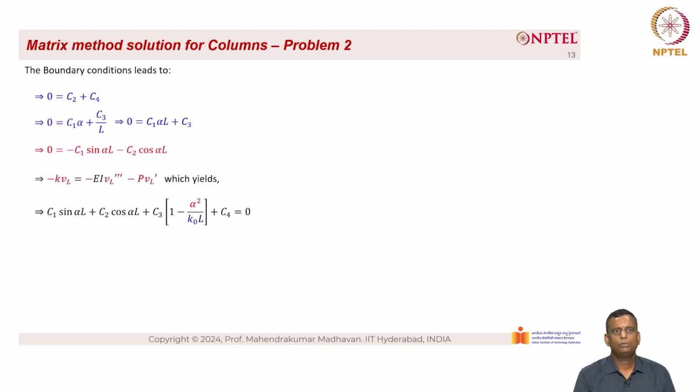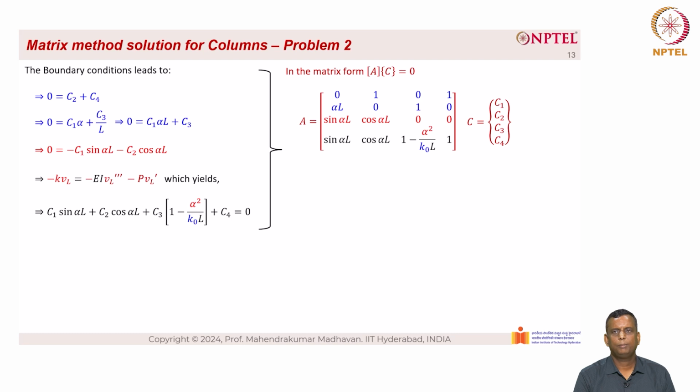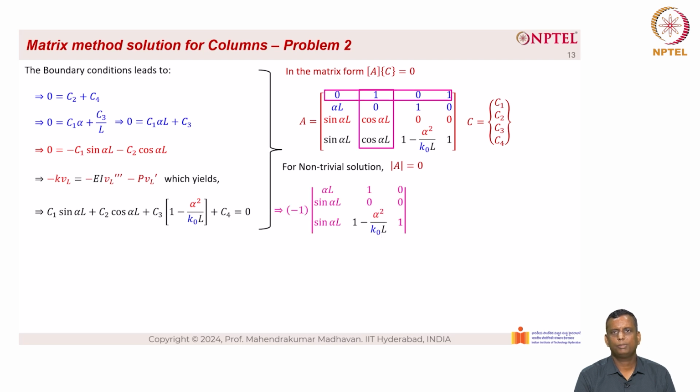So we now have the fourth equation, for which we can form a matrix. If we put it in the matrix form, A into C is equal to 0. The matrix A is 0, 1, 0, 1; alpha L, 0, 1, 0; sin alpha L, cos alpha L, 0, 0. The fourth row is sin alpha L, cos alpha L, 1 minus alpha square by k naught L and 1. C is given as C1, C2, C3, C4. For non-trivial solutions, the determinant of A should be equal to 0.